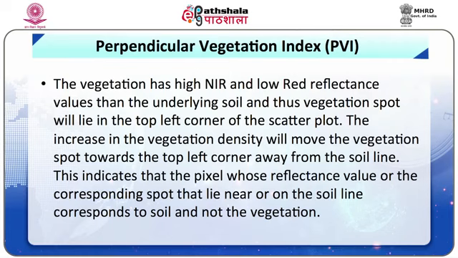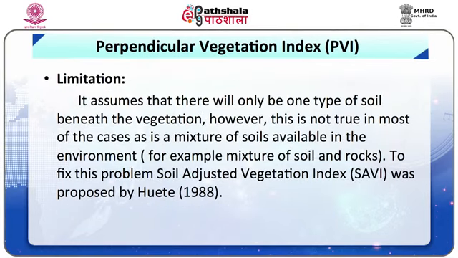The increase in the vegetation density will move the vegetation spot towards the top left corner, away from the soil line. This indicates that a pixel whose reflectance values correspond to a spot that lies near or on the soil line corresponds to soil and not vegetation. The limitation of the PVI index is that it assumes that there will only be one type of soil beneath the vegetation. However, this is not true in most cases, as there is a large number of soil types available in the environment. For example, a mixture of soil and rocks.